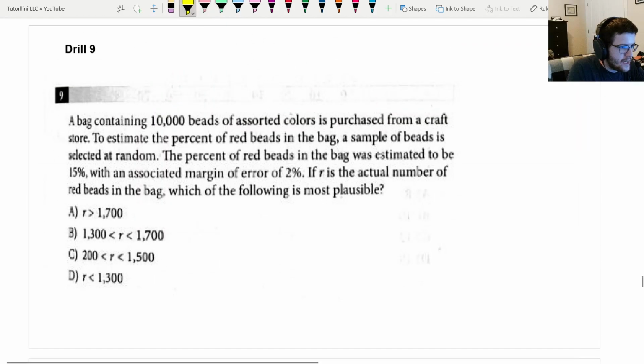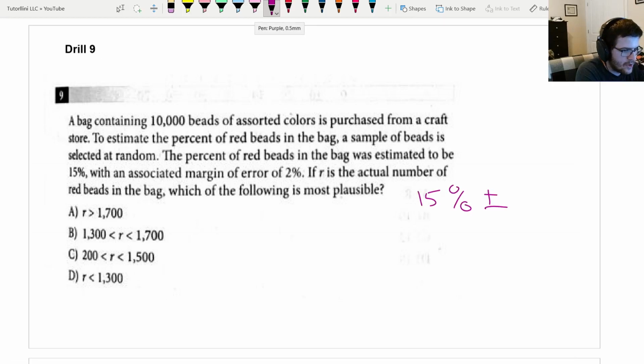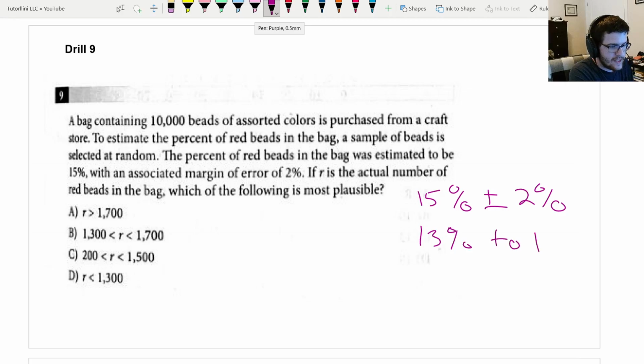All right, so we have another, seems like, confidence interval question, but this time we got a sample proportion. So we're going to do the sample proportion plus or minus the margin of error. So 15% plus or minus the margin of error of 2%. So 15 minus 2, that's 13% to 17%. If we change those to decimals, that's 0.13 to 0.17.